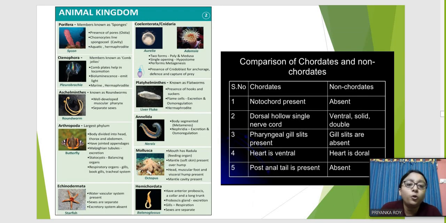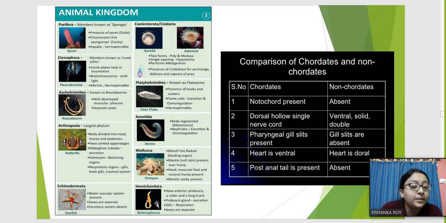So these are the four basic features of chordates: notochord, dorsal hollow nerve cord, pharyngeal gill slits, and post-anal tail. These are the four characteristic features of chordates. And due to the absence of all these features, we can call the rest of the organisms non-chordates. So now a very interesting phylum is there, which is known as Hemichordata.